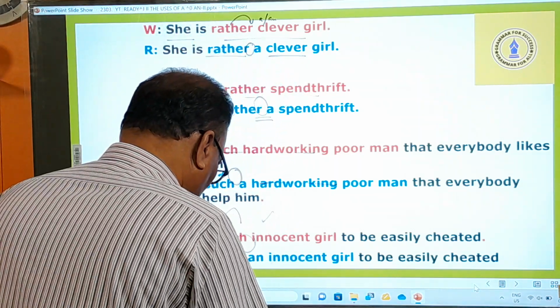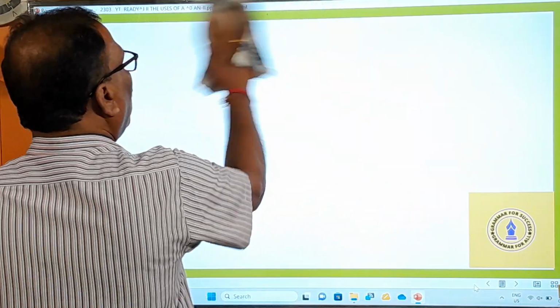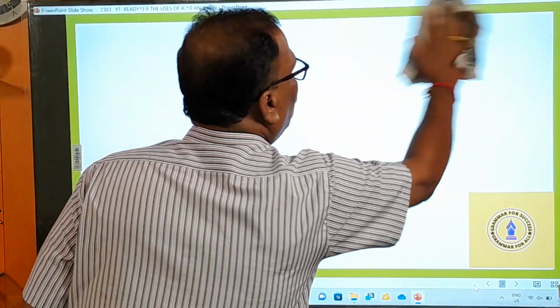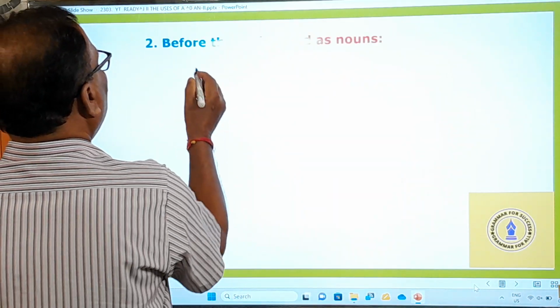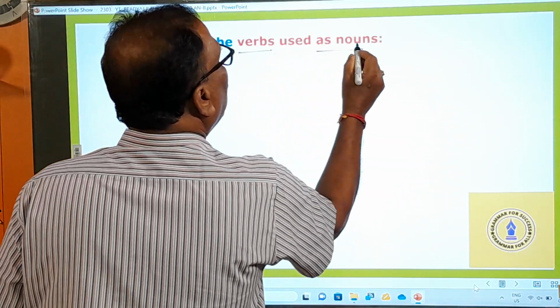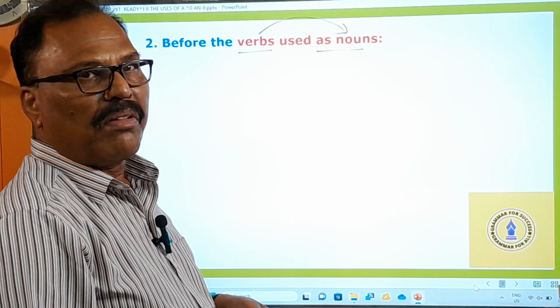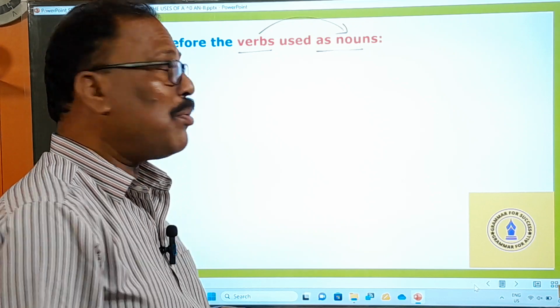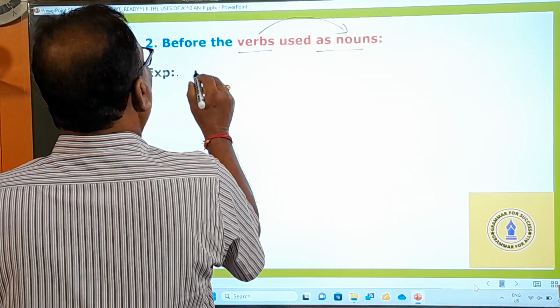Okay, now let's go to the next rule. In the second part, there are only a few rules. And here you see, before the verbs used as nouns. Sometimes verbs are used as nouns. How? Here you see one example I would like to give you. What is it?